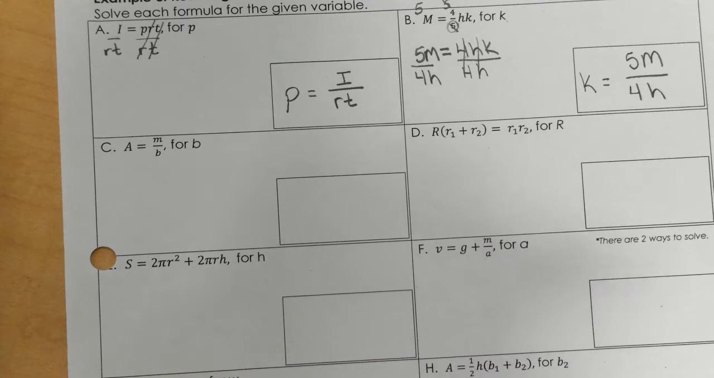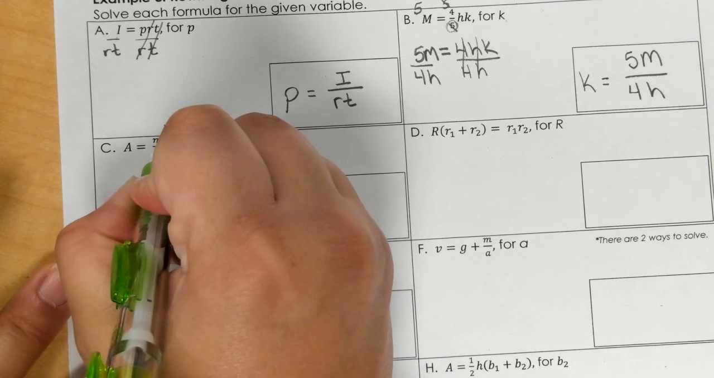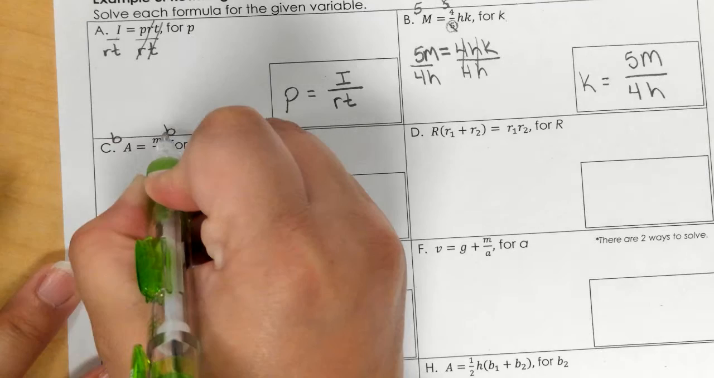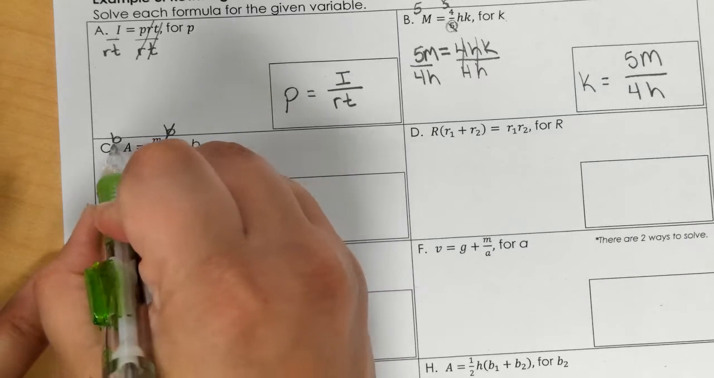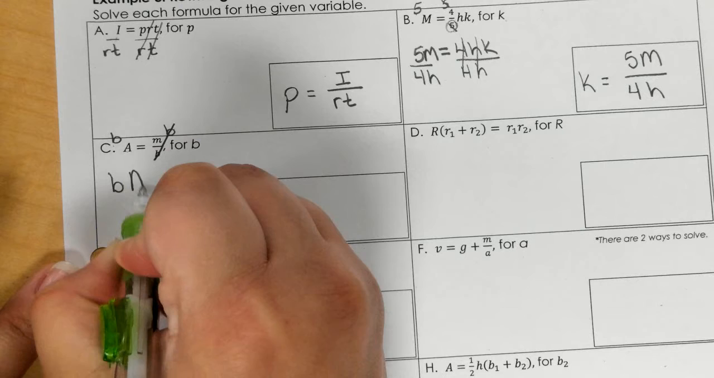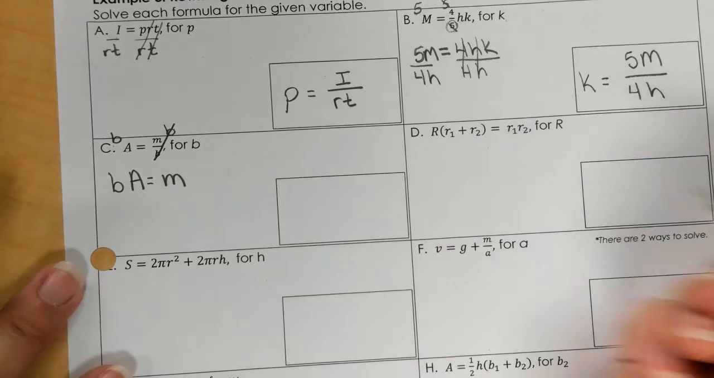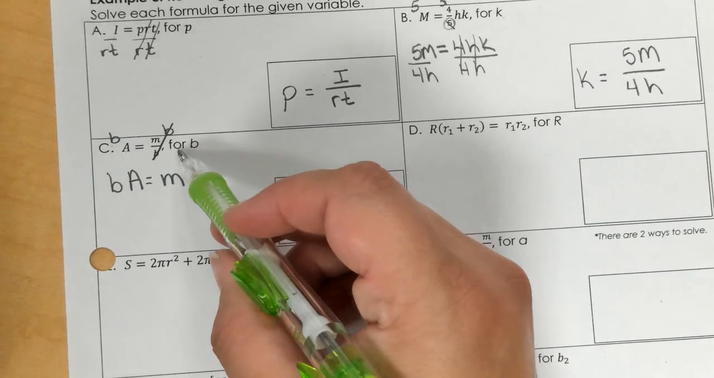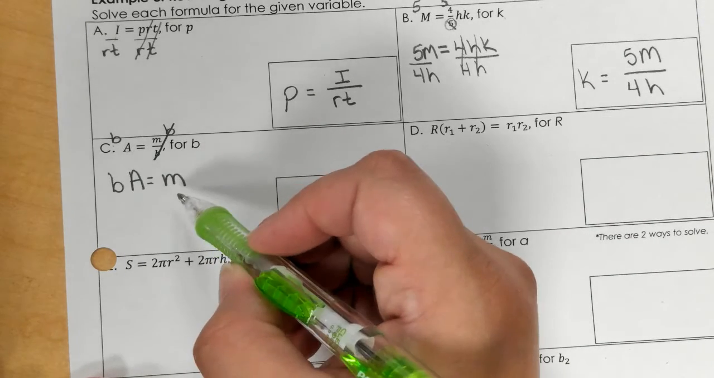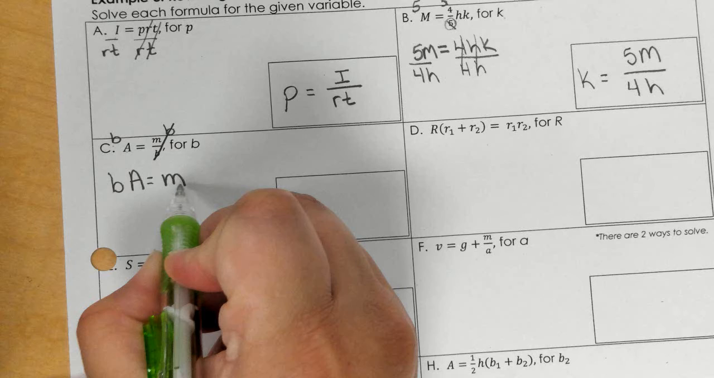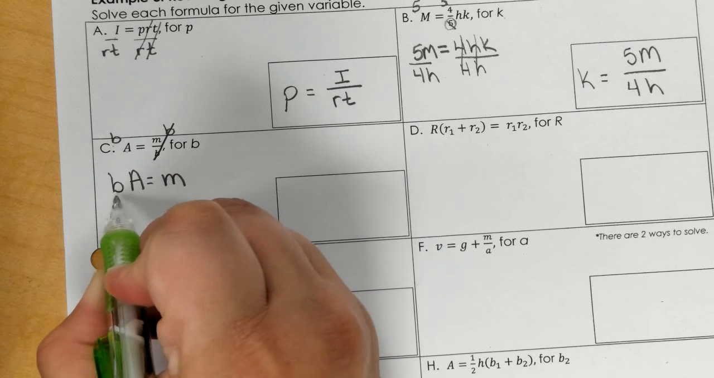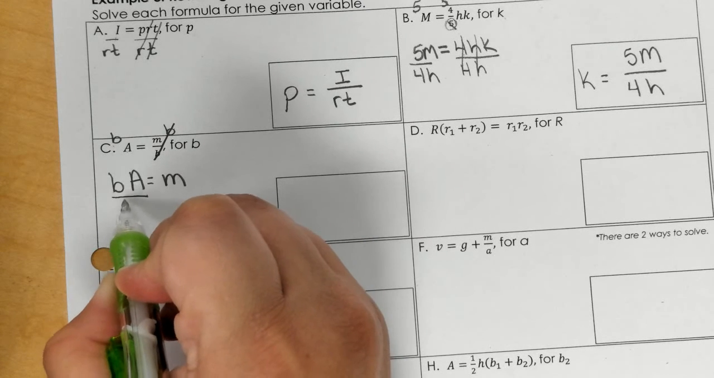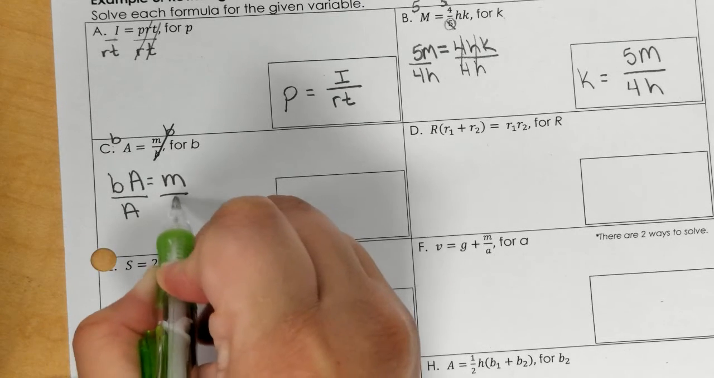Okay, and letter C, this one we simply have to clear the fraction again. So I'm going to multiply both sides by b, and that cancels out. So I have BA equals m. But as I see in the directions, it says solve for B. I don't have B by itself. If I look at this equation, it's B times A. So the opposite of multiply is to divide by that A.